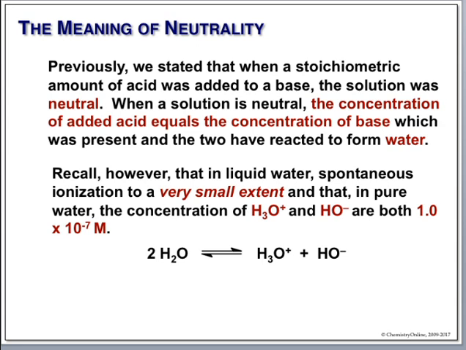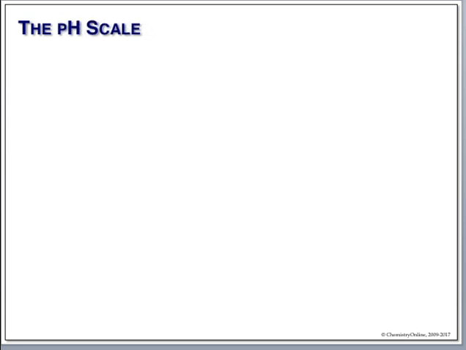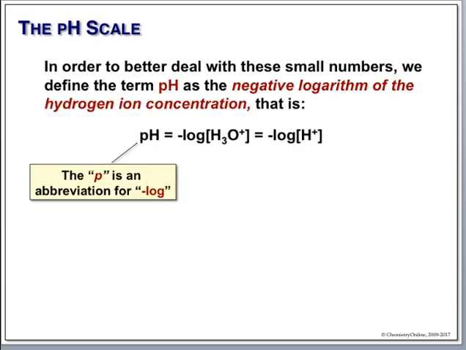Now, this is an awfully small number. 1 times 10 to the minus 7. And just like for a very large number like a mole, 10 to the 23rd, we introduced the mole concept, right? Well, in order to deal more easily with very small numbers in terms of acids and bases, we're going to introduce the concept of pH. pH.